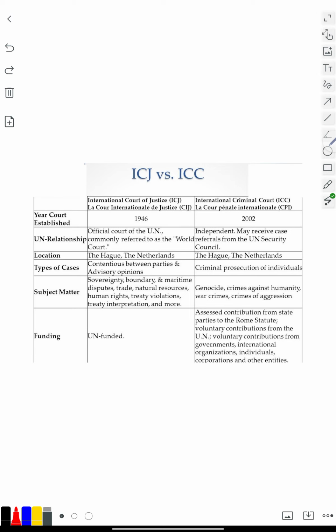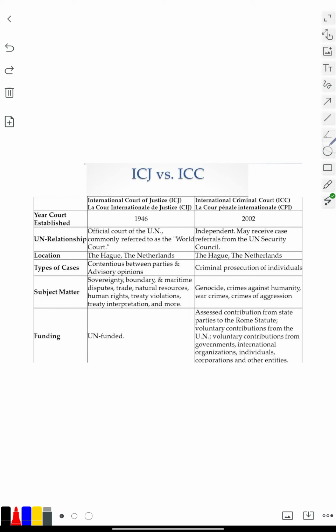As we have seen, it is a United Nations body, so the United Nations will fund this International Court of Justice. Coming to the International Criminal Court, it was formed in 2002. It is a very new organization. In relationship with the United Nations, it is not a United Nations body. So ICJ is a United Nations body, but not this ICC. This is the major comparison that you should remember. The headquarters is the same: the ICJ and ICC are both in The Hague, Netherlands.